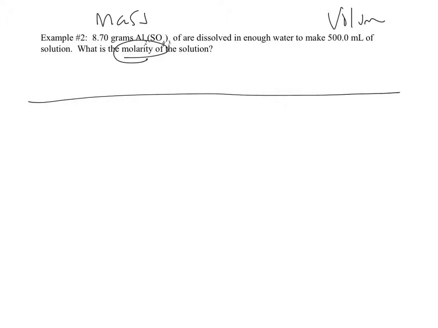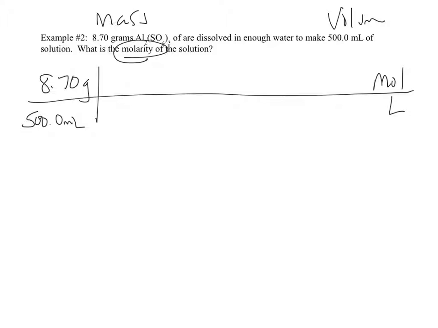For example number 2, this time I'm giving you the mass of the solid and telling you how much water we use to make the 500 milliliters of solution. So this time I know mass and I know volume. If I'm trying to find molarity, I've got to end up with moles over liters. In order to do that, I'm going to start like I would a density problem. Since I'm looking for a ratio, the grams can very easily be converted to moles on the top, and then the volume is going to go on the bottom.